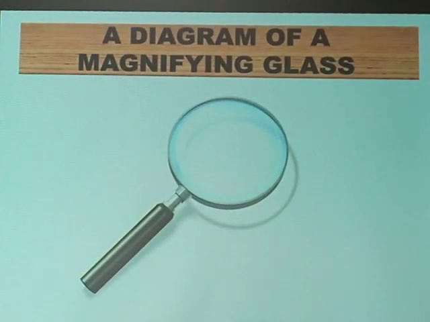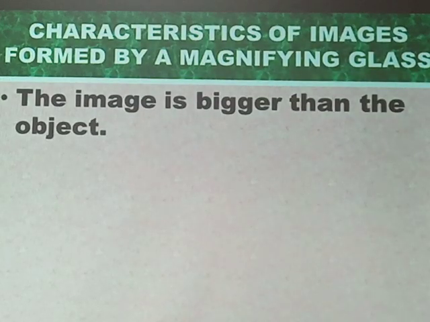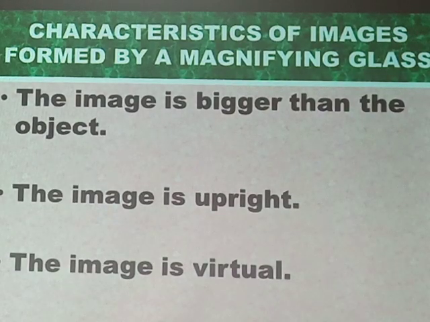Now we are back here on the diagram of our magnifying glass. Remember, we are looking at their characteristics as we carefully look at it using the real object. These are the characteristics we talked about. Do you remember them? There are three words you use: bigger, upright, virtual. The image is bigger than the object. The image is upright. The image is virtual. Just get those three words, form sentences out of them, and it makes characteristics of images formed by a magnifying glass.